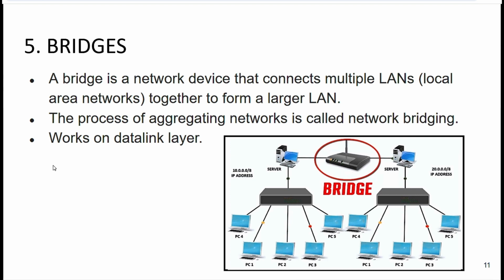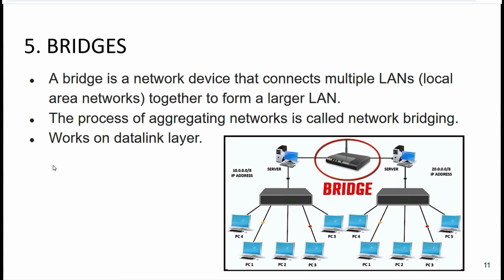In this figure we can see that two LANs are connected by a networking device called a bridge. A bridge is a network device that connects multiple LANs together to form a larger LAN. Here only two LANs are connected. If you need to connect more LANs, we can use this bridge device. It will connect them and give a larger LAN.